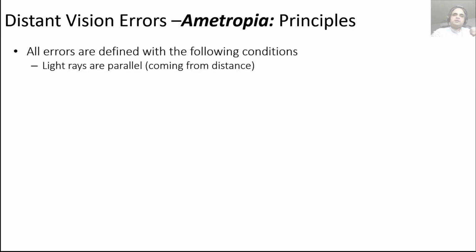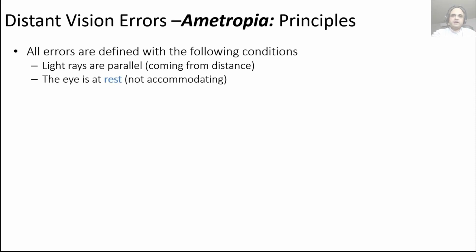Ametropic errors or distant errors are defined following certain rules or principles, which are that light rays are parallel, i.e. coming from infinity or distance. For ophthalmologists, that's a distance of 6 meters or more. Yeah, for ophthalmologists, 6 meters is infinity. We can't see beyond that. No, I'm just joking. It is what it is, and it is considered infinity because the light rays are more or less parallel if they're coming from a distance of 6 meters or more. They're not exactly parallel, but they can be considered to be parallel.